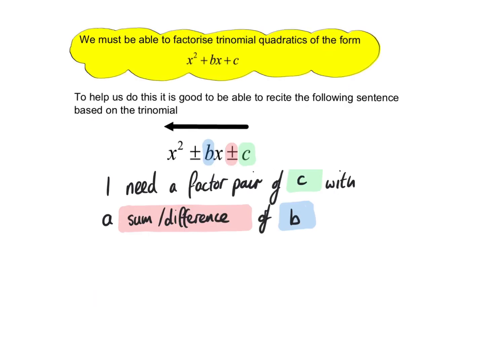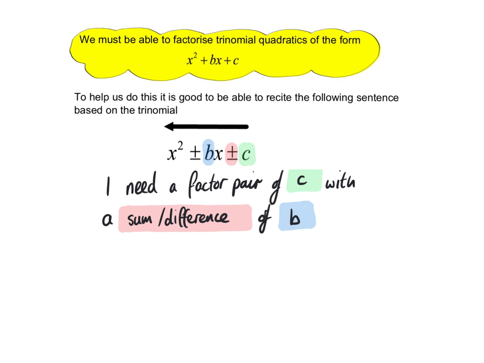So we're now going to look at how we factorise the trinomial. Now, if we've got a trinomial of this form, x squared plus bx plus c, then it's a good idea to learn this sentence that I'm going to show you off by heart. So the sentence is basically, I need a factor pair of c with a sum or difference of b. Now you'll notice there I've highlighted 3 parts. Now these are the 3 parts that can be changed. The rest of the sentence will stay the same.